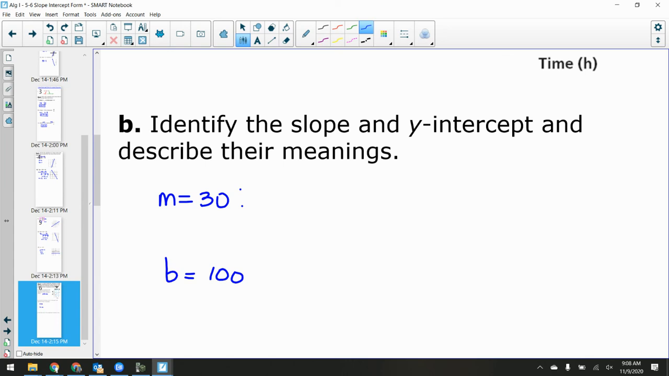What does the 30 represent? The constant rate goes up. Good. Rate of what, though? In terms of the problem? My cost. Rate of the cost. Good. So it's $30 per hour.